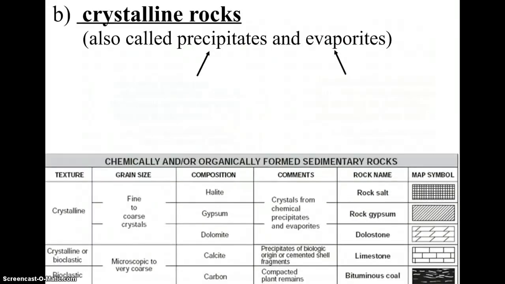There are two processes that can form these chemical rocks. And you'll notice if you look at the bottom part of your chart, there is a texture that is described as being crystalline or crystals. The two processes that make these rocks are called precipitation and evaporation. And again, you'll see those words on your reference table: precipitates and evaporates. The process where evaporates form has to do with evaporation.